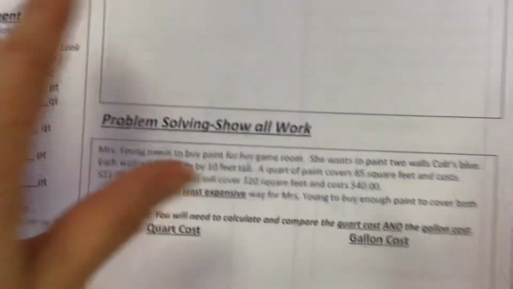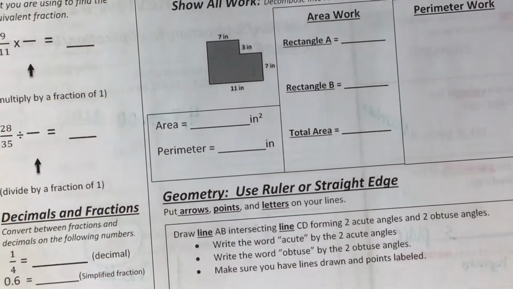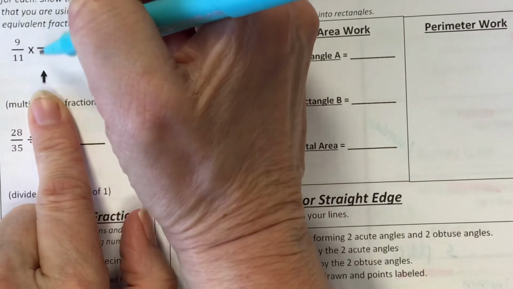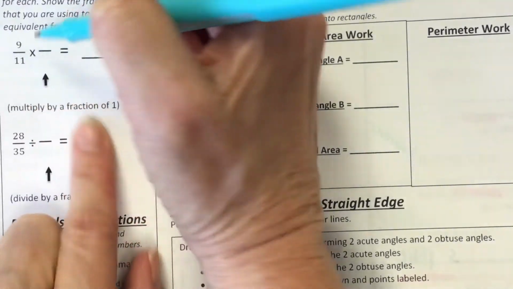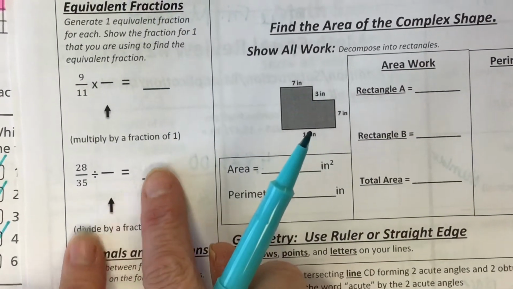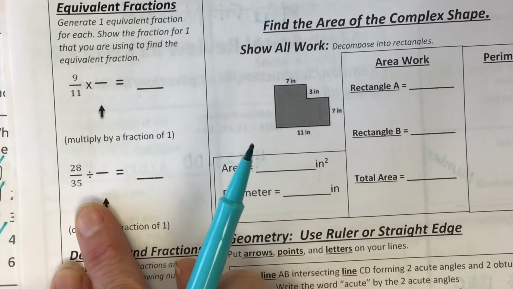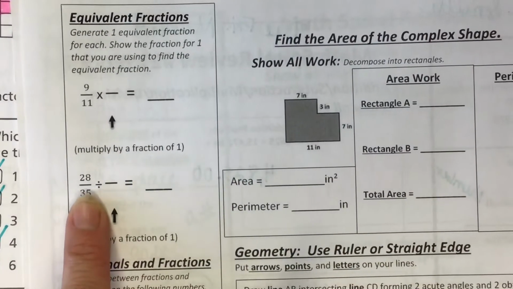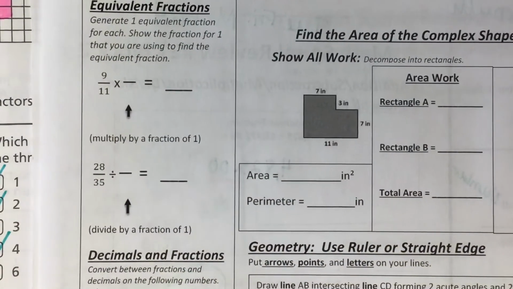Okay, on the back. Find an equivalent fraction. You need to show the whole fraction that you use here. Okay? Oh, this one you're going to find an equivalent fraction by dividing by a whole fraction. So you need to find a common factor to divide by.